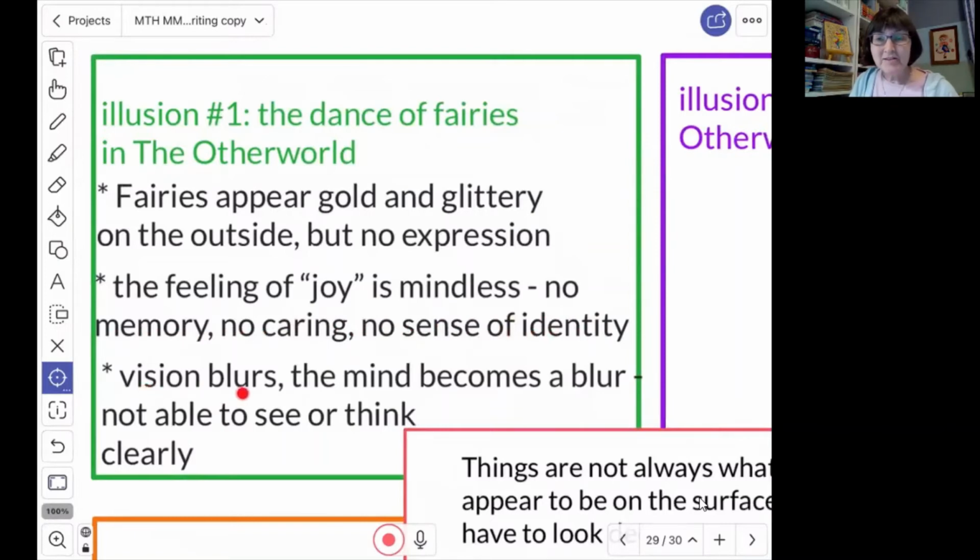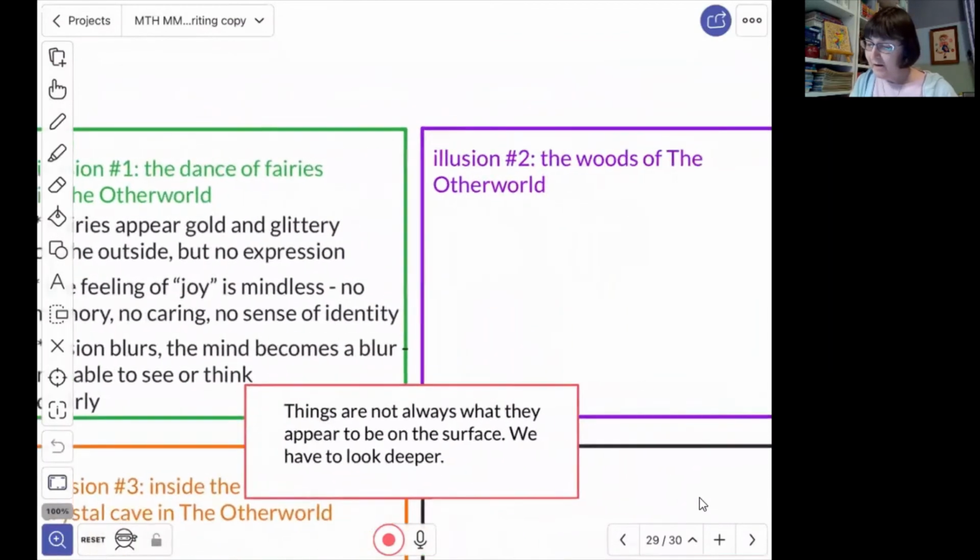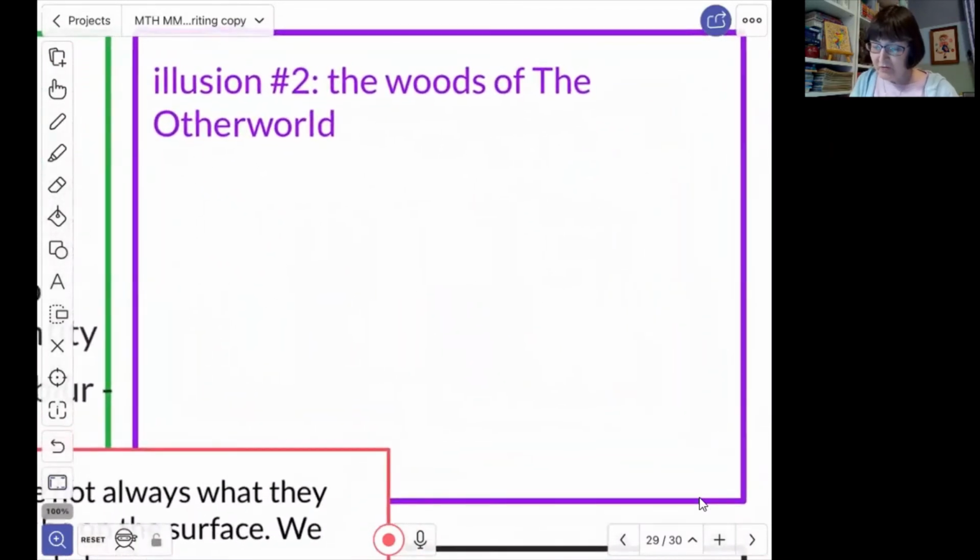The vision blurred when Jack's glasses fell off. The vision blurred, but also the mind became a blur, not able to see without his glasses or think in his mind clearly. Then I looked at the illusion number 2 in the woods.